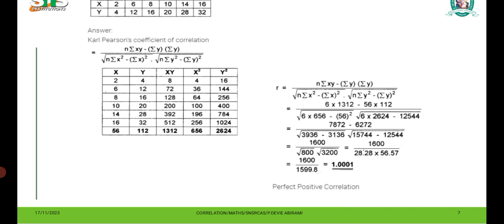That is, my answer is positive. What I have told already is that the correlation lies only between 0 and 1. My answer is 1. Therefore, my correlation is a perfect positive correlation.